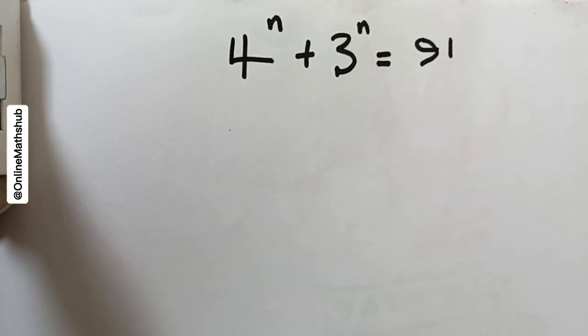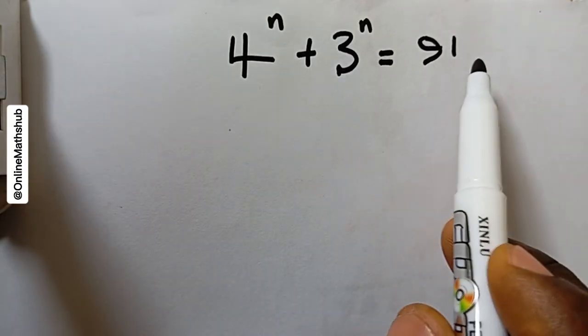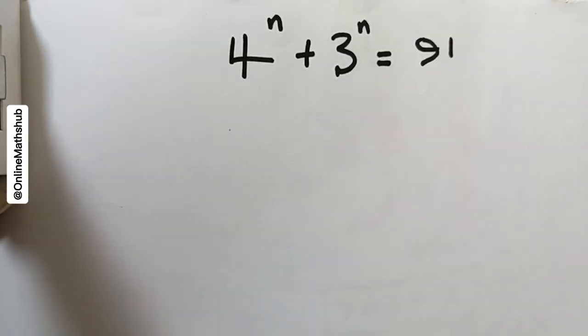So we have this interesting equation right here. This is 4 power n plus 3 power n is equal to 91. So how are you going to be solving this?